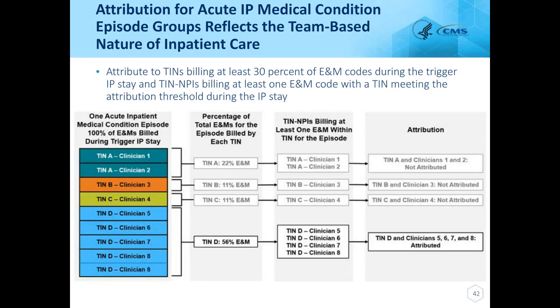Now that we've established that TIN D is attributed the episode, we can move on to consider clinicians within that TIN, so clinicians 5, 6, 7, and 8. Clinicians 5, 6, and 7 each bill 1 E&M, and clinician 8 billed 2 E&Ms. Since the rule that we use is that any clinician billing at least 1 E&M is attributed, all of these 4 clinicians will be attributed this episode. As you can see from these grayed out ones, since TINs A, B, and C did not meet the 30% threshold, the clinicians under them will also not be attributed. Next slide, please.